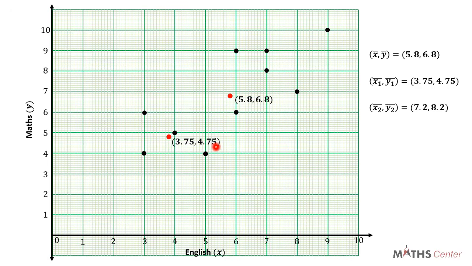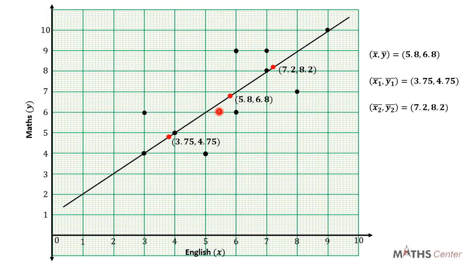3.75, 4.75. And the third one is 7.2, 8.2. So 7.2 on the x-axis, 8.2 on the y-axis. That will be here. As you can see, all 3 of them are in a straight line. So you draw the line through them. This line is the line of best fit or the regression line of y on x.